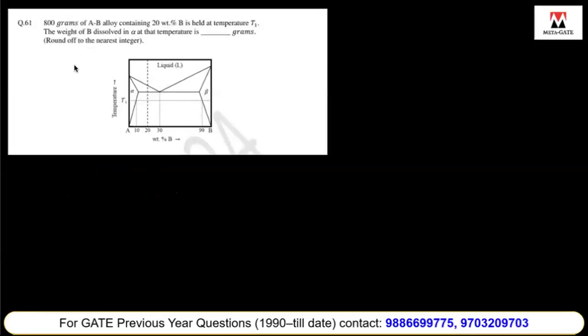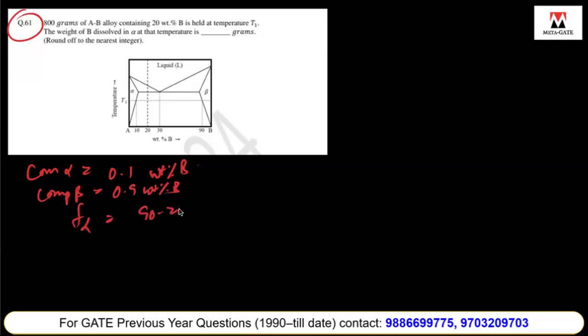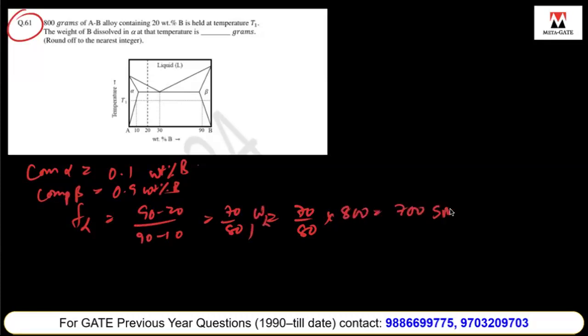800 grams of AB alloy of 20 weight percentage B is held at a temperature T1. The weight of B dissolved in alpha at that temperature is. It's one of the tricky questions which was given in GATE. It's a very good question. So here it is given that the composition of alpha is 0.1 and the composition of beta is 0.9 weight fraction of B. So f alpha is equal to 90 minus 20 by 90 minus 10, which is equal to 70 by 80. If you want to calculate the weight of alpha, it is 70 by 80 into 800, equal to 700 grams.